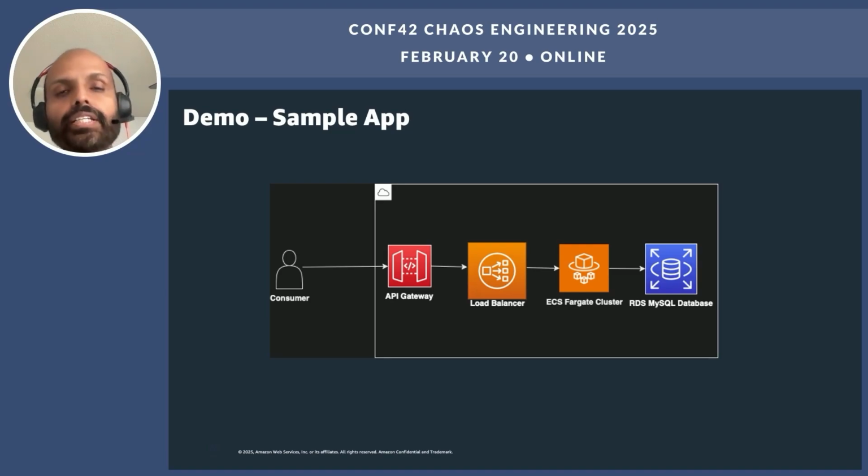Now that we have seen the high-level capabilities of FIS, let's take a sample application running on an ECS cluster and try to inject network faults. In this case, the sample application is a CRUD API running on an ECS Fargate cluster, getting data to and from an RDS database. So we will run network faults against this dependency and see what the behavior of the application looks like.